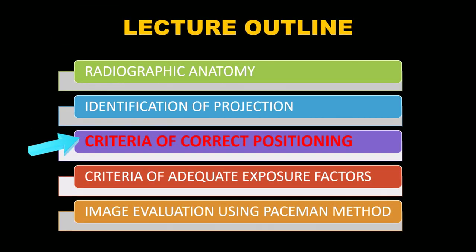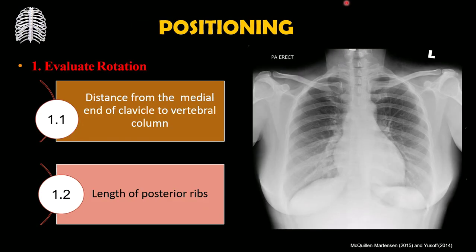Next, we will move on to the third part, which is the criteria of correct positioning. The first positioning criteria that we can assess is rotation. In PA chest, the patient should not be rotated. It can be evidenced by looking at two things. The first one is by measuring the distance from the medial end of clavicle to the vertebral column, and the second one is to measure the length of the posterior ribs.